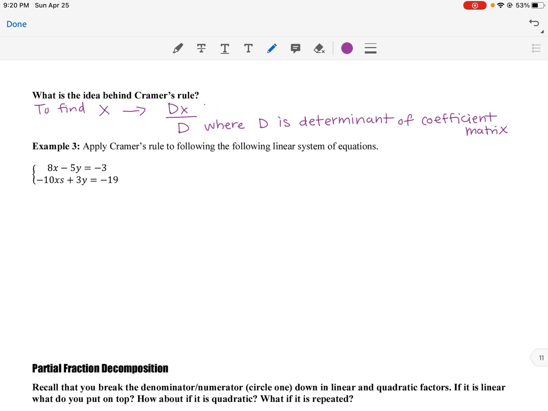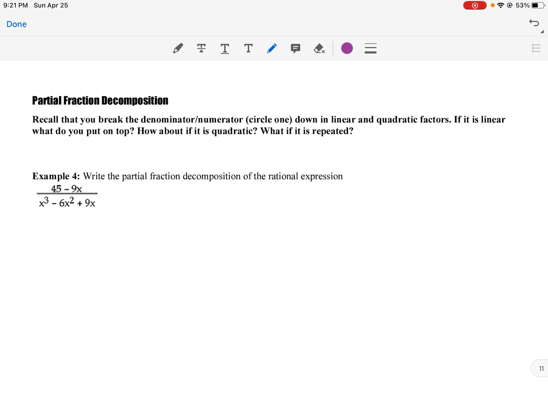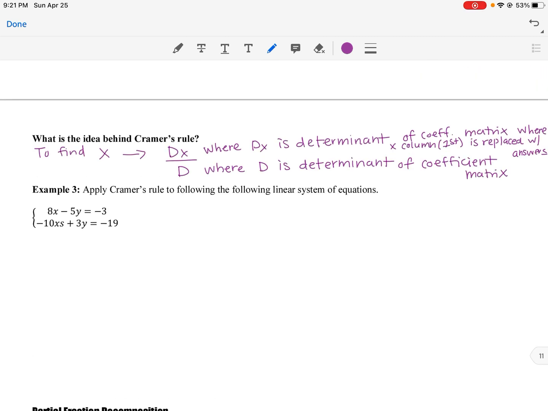is the determinant of the coefficient matrix as well, where the x column, so in this case that's the first column, is replaced with answers.